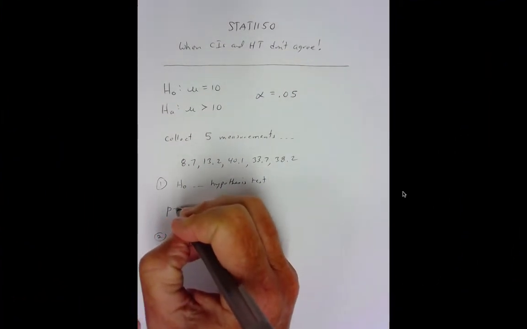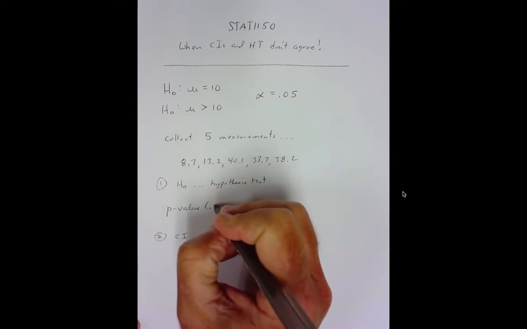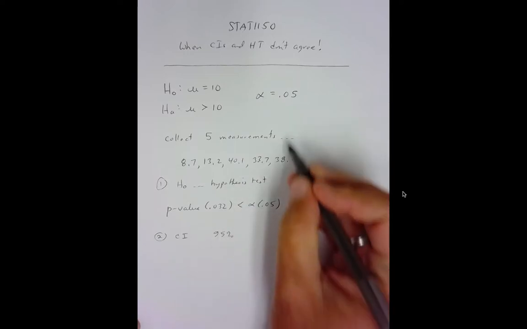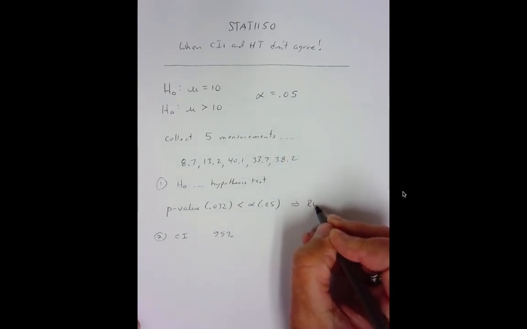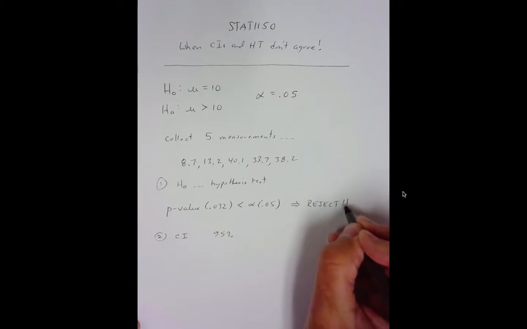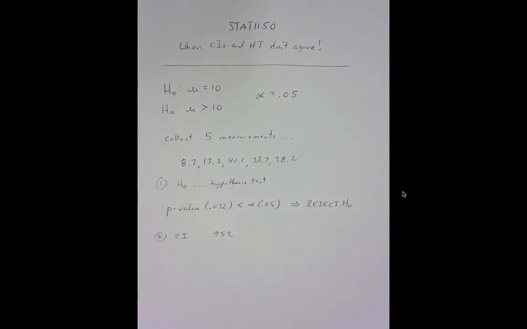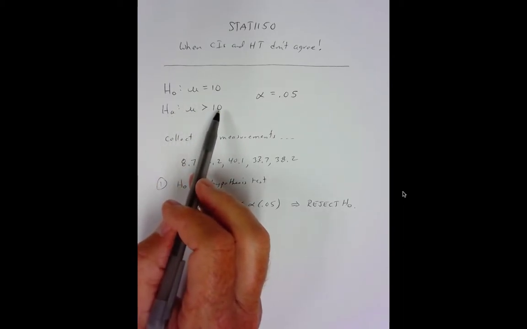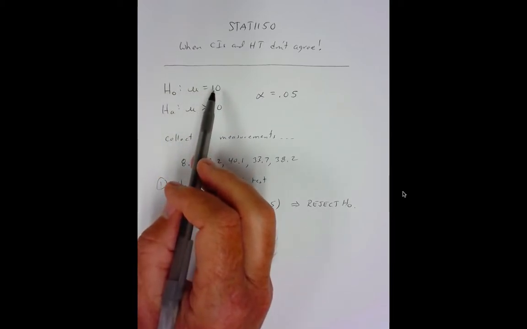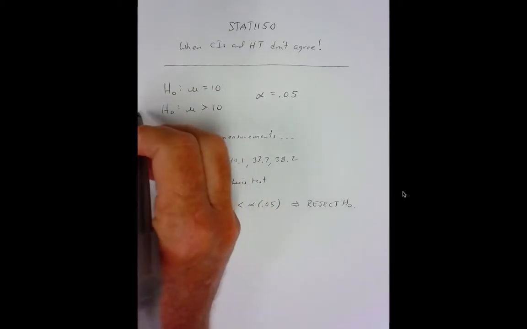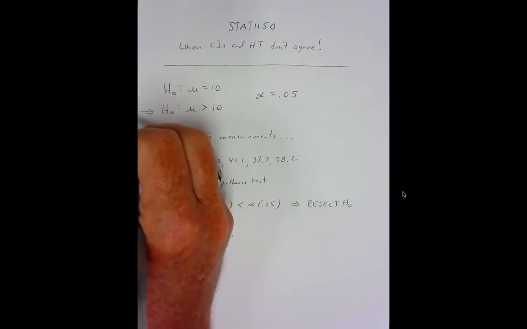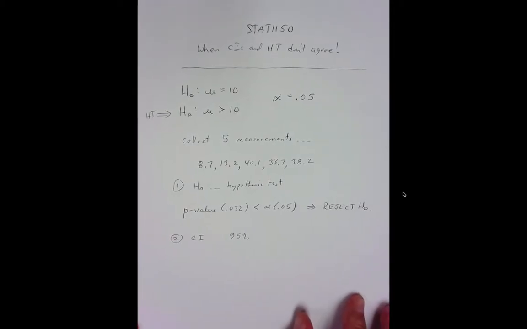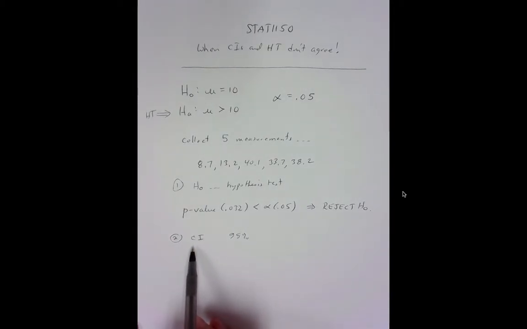So the p-value, 0.032, is less than our alpha of 0.05. So we reject h sub o. There's more evidence to conclude that the mean is greater than 10 than there is to conclude that the mean is equal to 10. So from the hypothesis testing, all the evidence is in support of h sub a. All right. Now, let's go to the confidence interval.